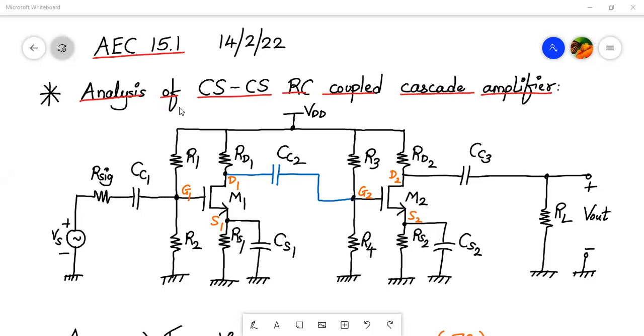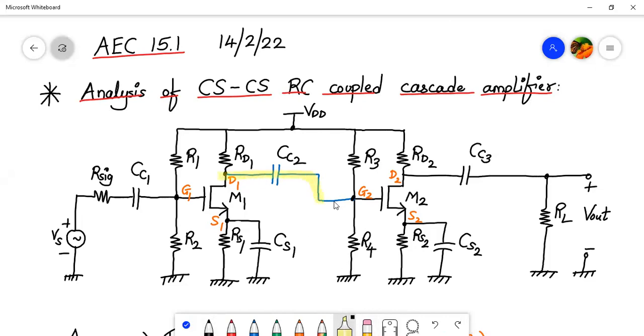Today we are going to analyze a common source RC coupled cascade amplifier. In cascade amplifiers, we take two single stage amplifiers and connect them in series. And we are using RC coupled because the first stage is connected to the second stage via this RC coupling. So in our case, let me just draw and show it to you.